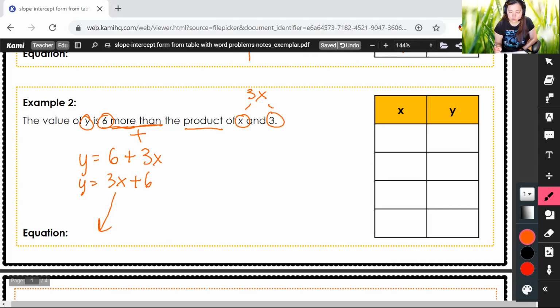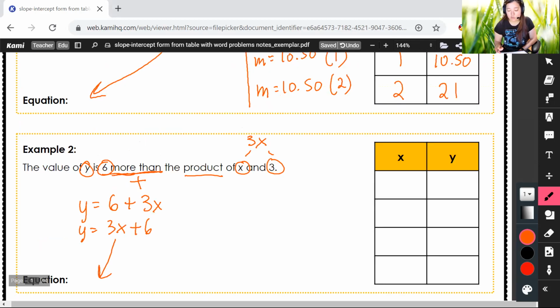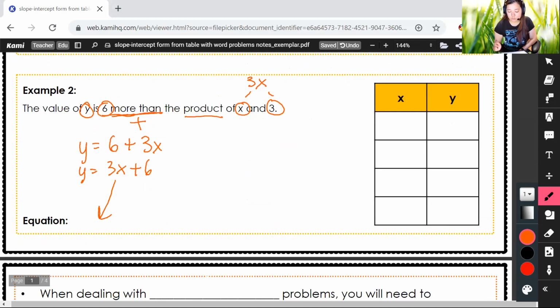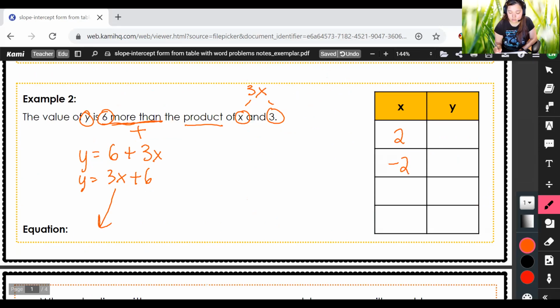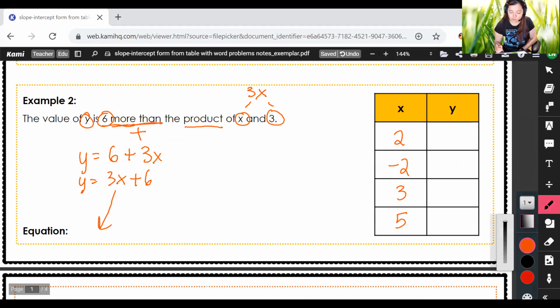Now, we're going to choose some values for x. Even though I really want to be lazy and choose those same numbers, I'm going to do something a little different this time so you can see kind of how you might choose some values. So we have this. Now we need to figure out what our y values are going to be. So for each of these points, y is equal to 3 times x plus 6.